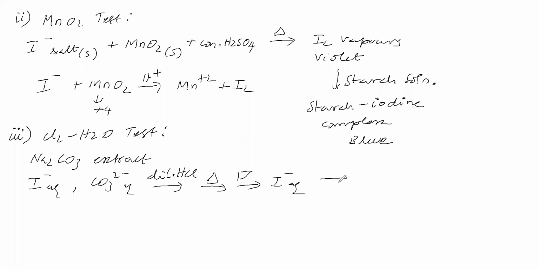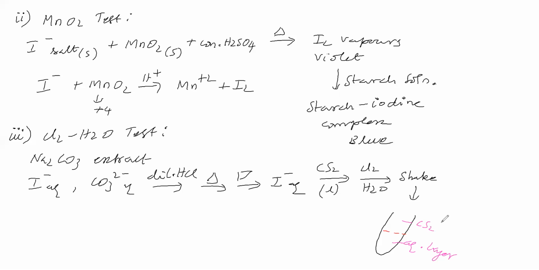To this I minus aqueous, CS2 liquid is added. Then chlorine water is added. The contents are shaken vigorously, then left for a certain time. We will get two layers. One layer is the aqueous layer, and the other layer is the CS2 layer.